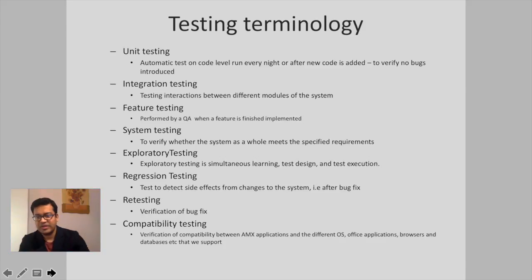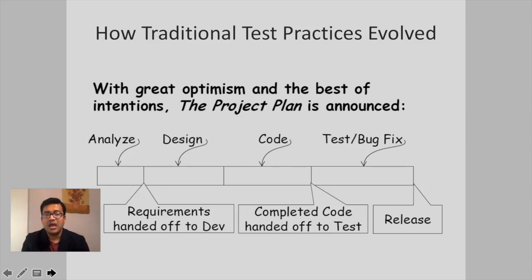Now moving on to our next slide, which is how traditional test practices evolved. I remember when I started testing maybe 12 or 13 years back. Over that point of time, we used to do testing in a software testing lifecycle pattern, which is known as traditional test practices. First of all, we would analyze the requirements, and then depending on the requirements, you go ahead and design the test cases.